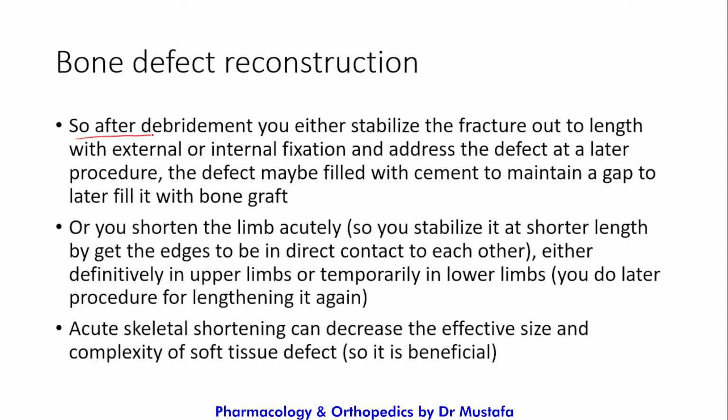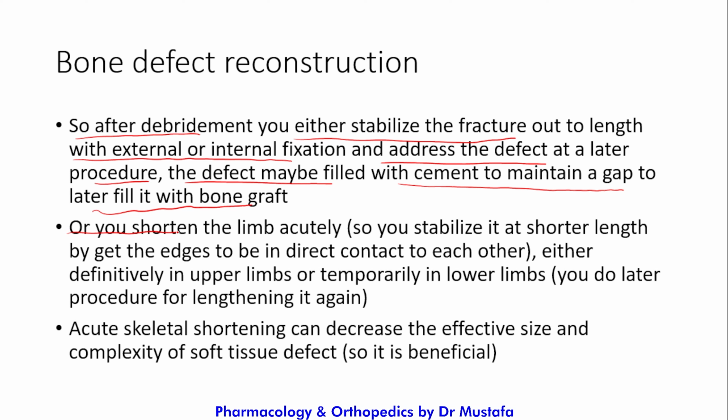So after debridement, you either stabilize the fracture out to length with external or internal fixation and address the defect at a later procedure. The defect may be filled with cement to maintain a gap to later fill it with bone graft. So at the time of the procedure, you fill it with cement and you leave it until a second procedure. That's when you graft.